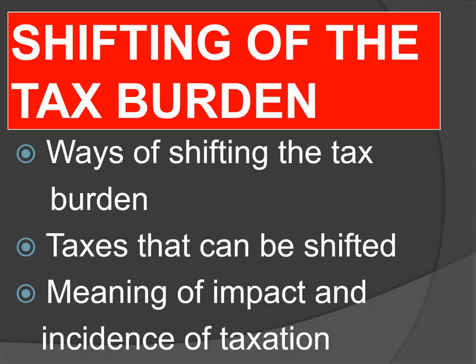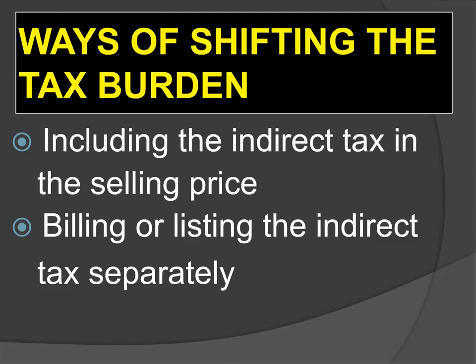So let's have a look at the concepts involving shifting of the tax burden. So there are different ways of shifting the tax burden. It's either that the taxes are directly stated on the invoice as part of the selling price or shown separately. We discussed that. And we already talked about indirect taxes. These are the only taxes that can be shifted. Then we'll have a look at the meaning of impact and incidence of taxation. So let's go back again and have a look at the ways of shifting the tax burden.